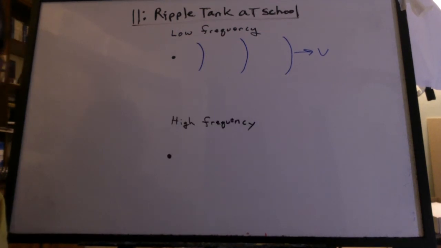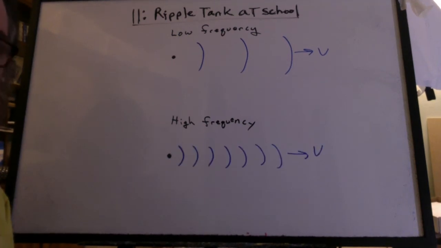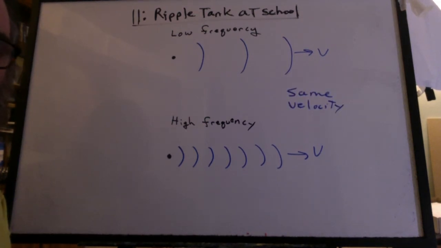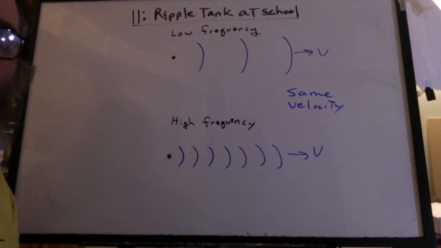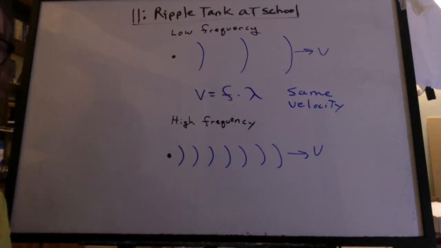And what would it look like if I moved my finger up and down quickly? High frequency. I have a shorter wavelength. I have more waves in the same space. The frequency does not affect the speed. It's the same speed. It's the medium that affects the speed, and that would have to do with things like the depth of the water, perhaps. But it's the same depth of water, same speed. You can see it with this relationship.